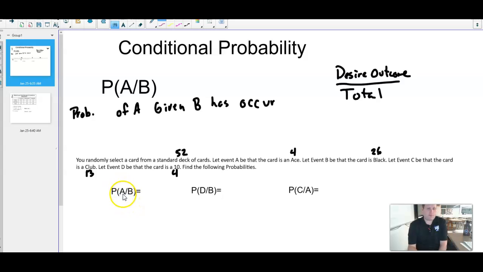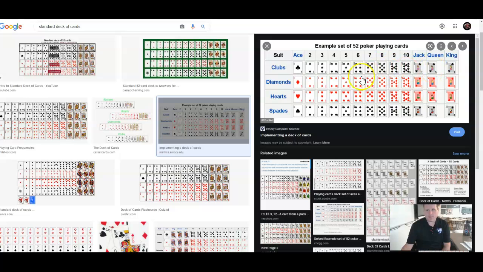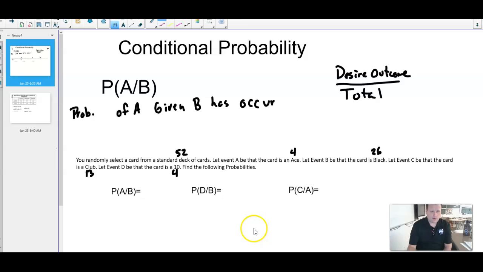So I can answer the following questions. What's the probability of getting A given B? A is an ace, B is a black card. I already know it's a black card, so I'm only choosing from this top row and this bottom row. So I've got 26 total. What's the chance that it's an ace? There are 2 of them: the club ace and the spade ace. Those are the only 2 we're interested in, and there are 26 total now, not 52, because I'm only looking at the black cards.